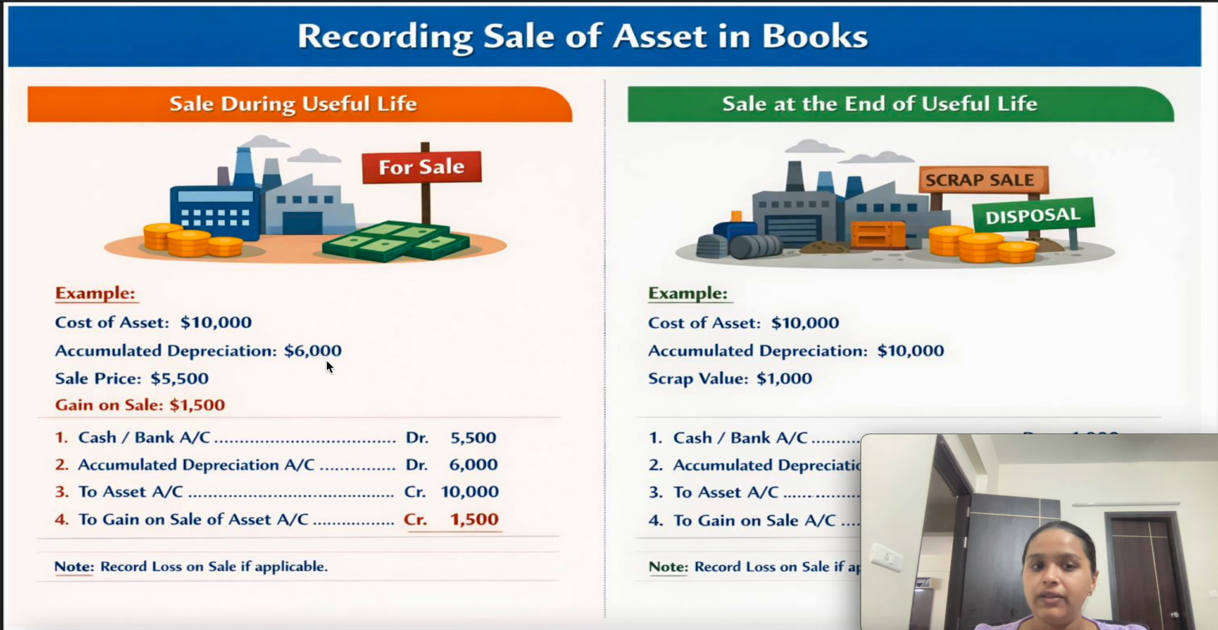Okay, and if in that case we are able to sell the asset at 3,000, it means 1,000 is a loss for us, and that loss should be debited.